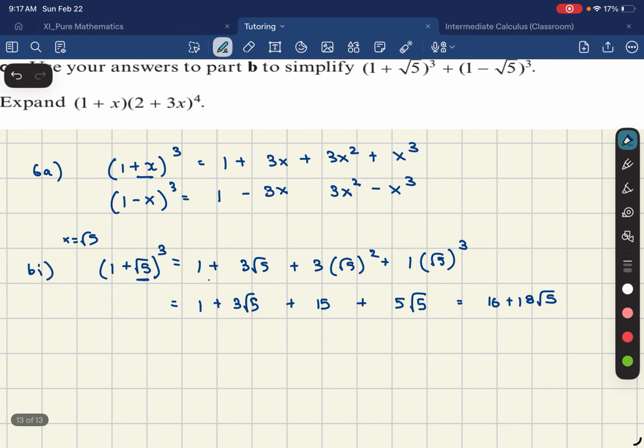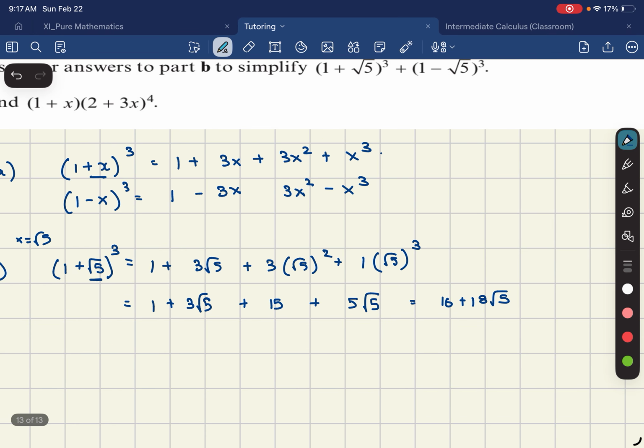So I substitute root 5 as x into this equation. So I get this thing. And root 5 cubed is just going to be 5 root 5. So I have 1 plus 3 root 5 plus 15 plus 5 root 5. So that is going to give me 16 plus 8 root 5.